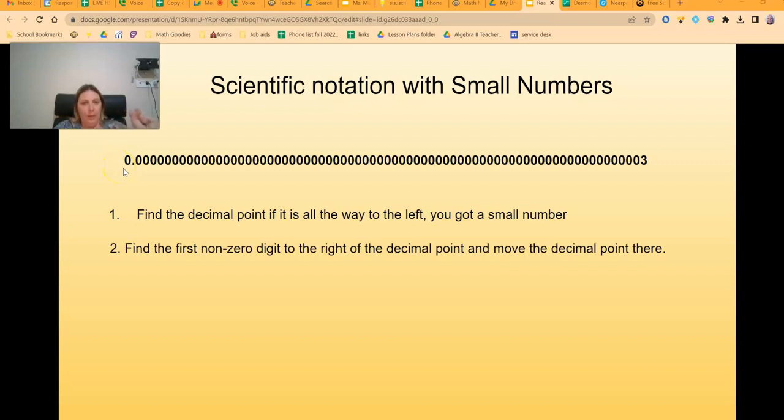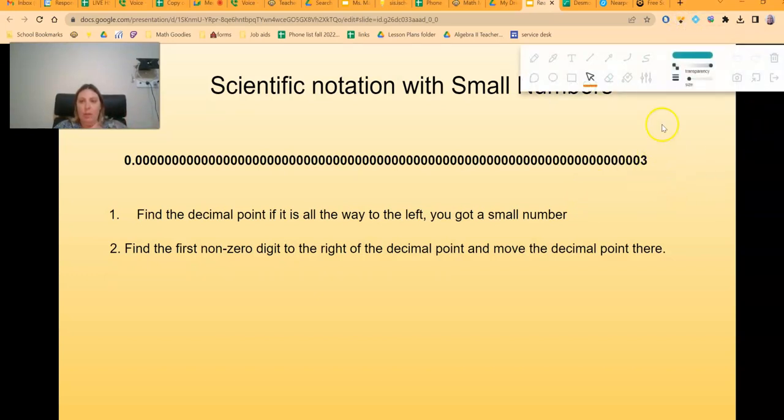Now the next thing you do is you find your first non-zero digit to the right of the decimal point, and you move your decimal point there. My first non-zero digit is 3. So I'm going to put my decimal point right here, right next to this 3. Okay. So next thing, I have to count how many paces I went to the right to move that decimal point.